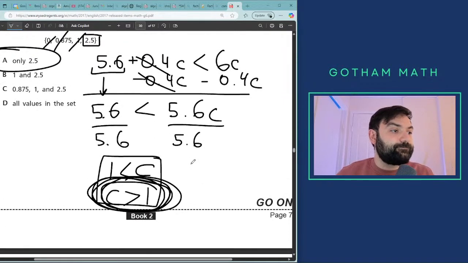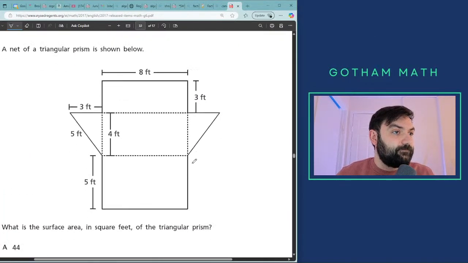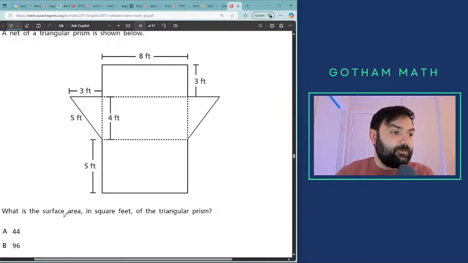42. All right, 42, geometry question. What is the surface area? That's it. Surface area is just, we're going to have to find area one by one over here. All right, so let's do it. The area of this box, 8 times 3, so 24, okay?